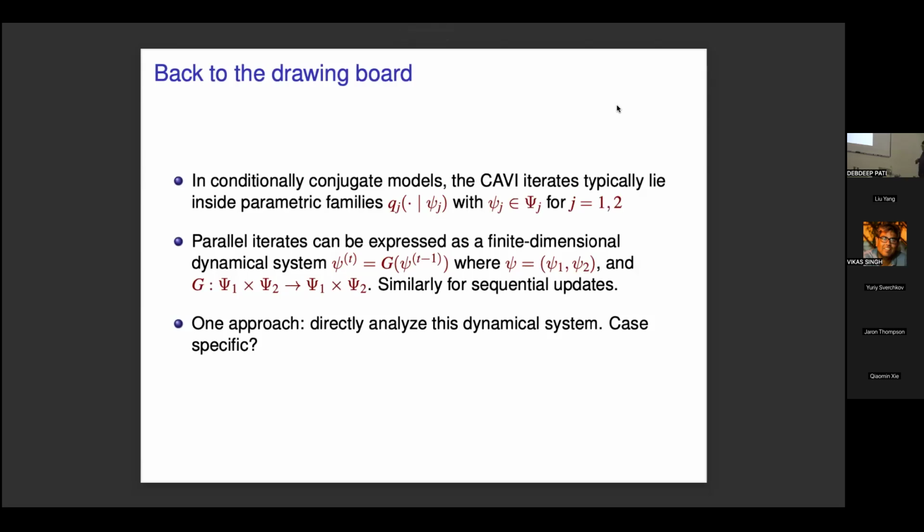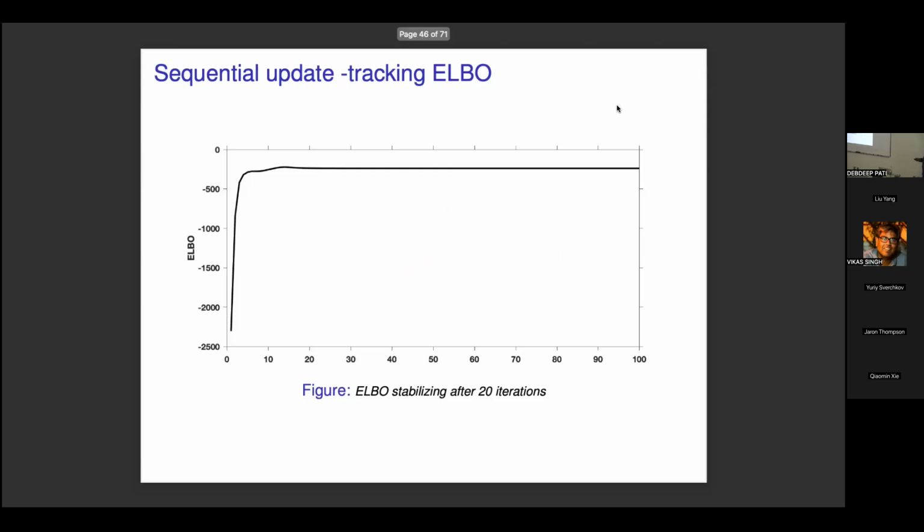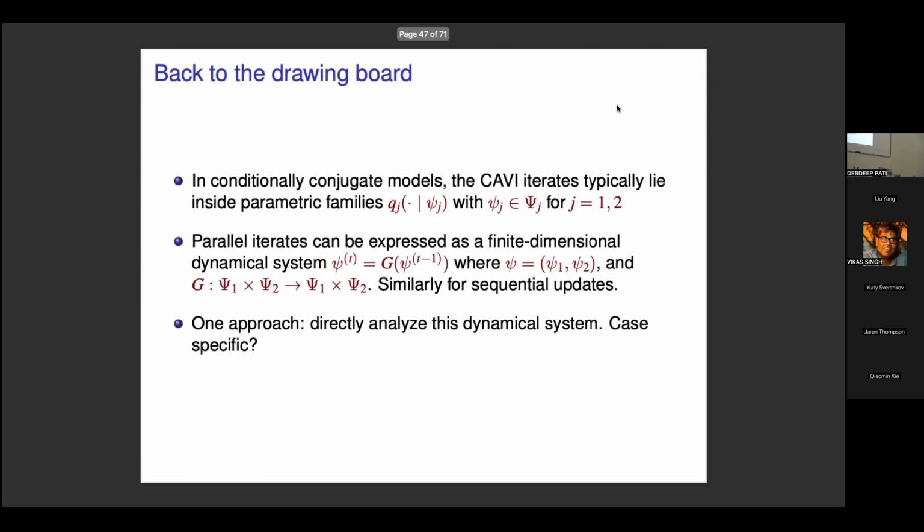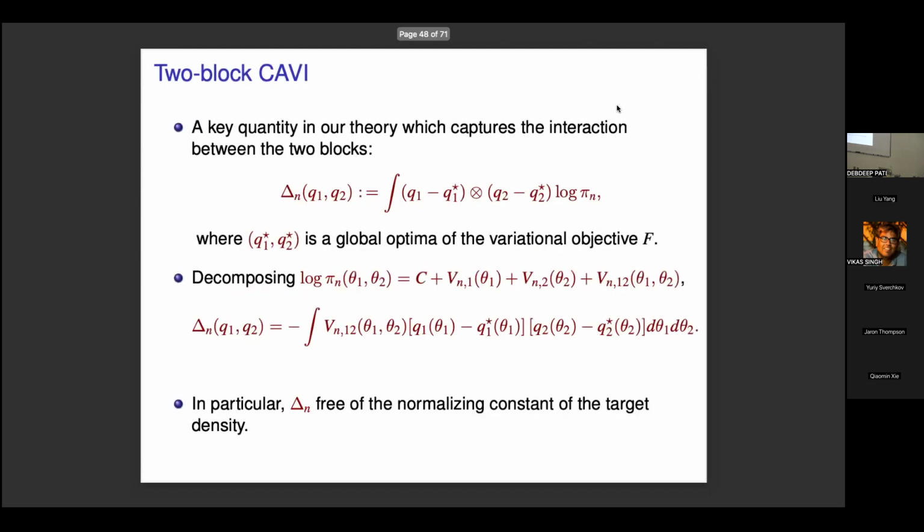Okay, so how to actually make sense of all of this? One thing you can do, and what the literature is actually doing, is to write down dynamical systems for the two algorithms, and you simply analyze the stability of the dynamical system, but this is really too case specific.